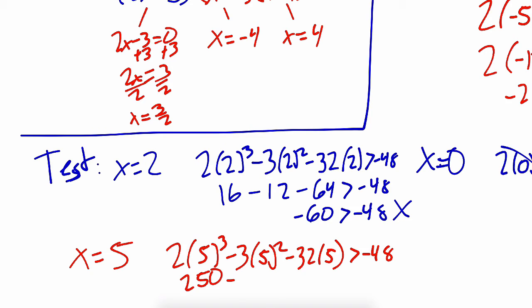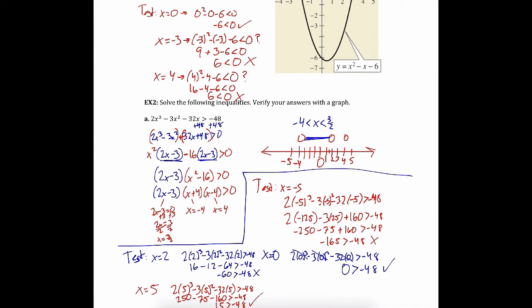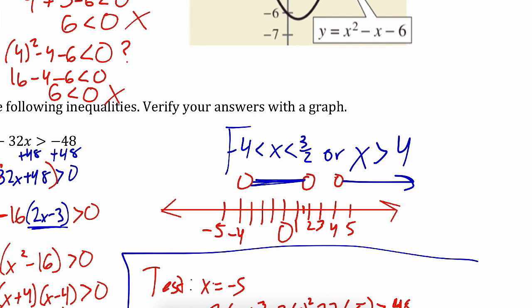Minus 3 times 5 squared, or in other words 3 times 25, which gives us minus 75. Then 32 times 5 is minus 160. Checking to see if that's greater than negative 48. 250 minus 75 is 175, minus 160 is 15. Is 15 greater than negative 48? It sure is. So that means we do have solutions off to the right here. So we're going to say this section is for x greater than 4. So our solutions for this inequality are negative 4 less than x less than 3 over 2, or x greater than 4.